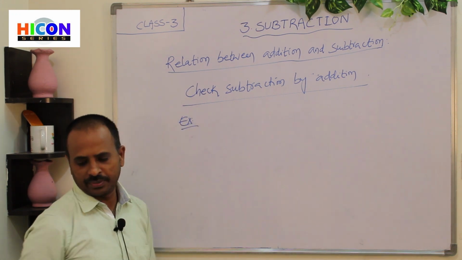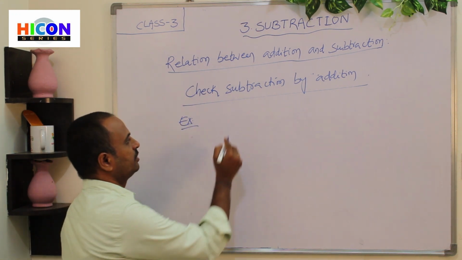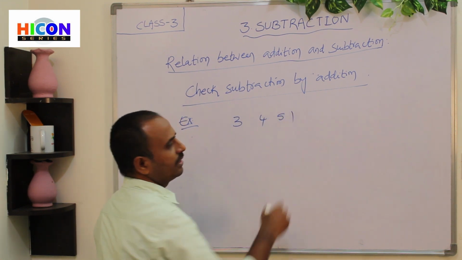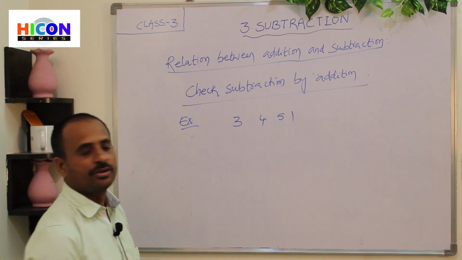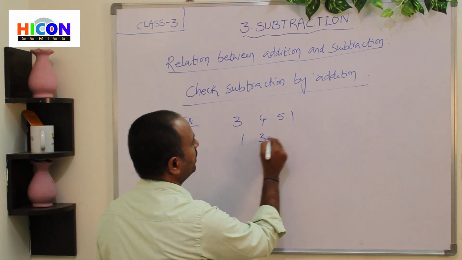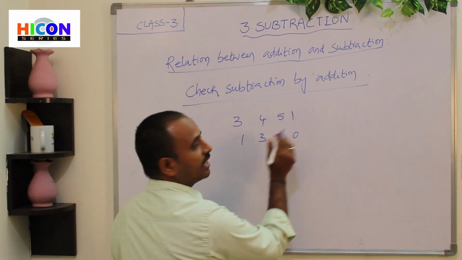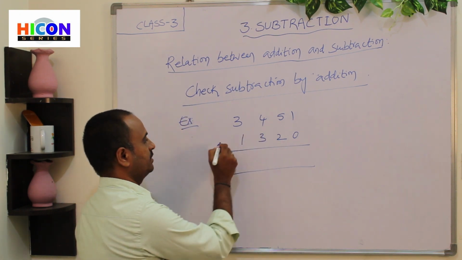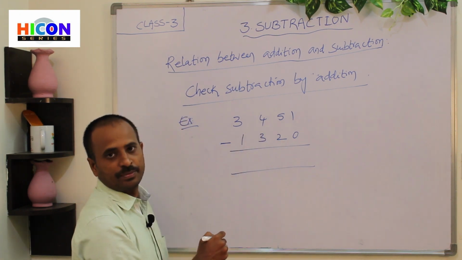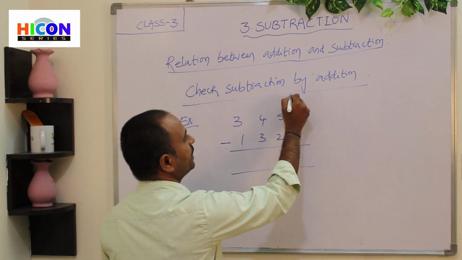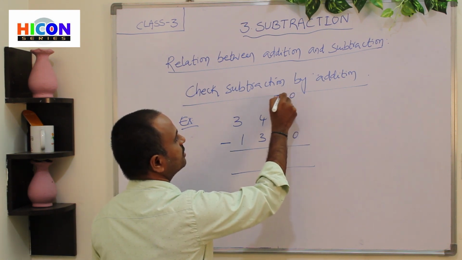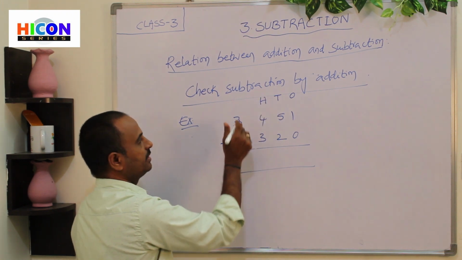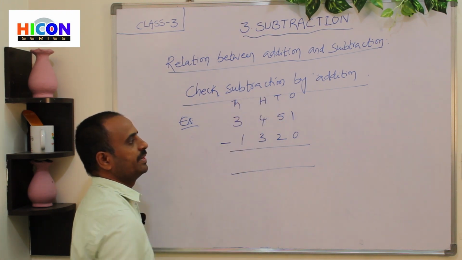Take two numbers. The first number is 3451 and the second number is 1320. So children, these are the two numbers. Now I will subtract these two numbers. This is the ones place, these are in the tens place, 4 and 3 are present in the hundreds place, and 3 and 1 are present in the thousands place.